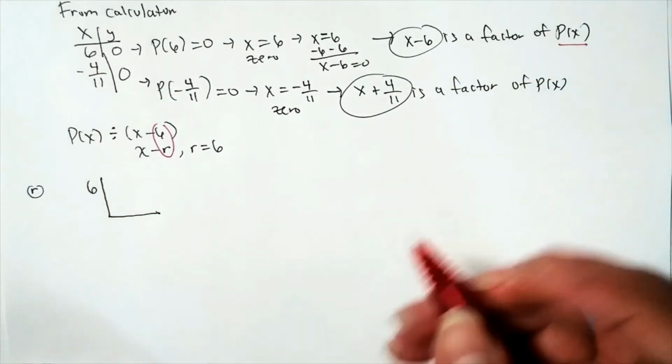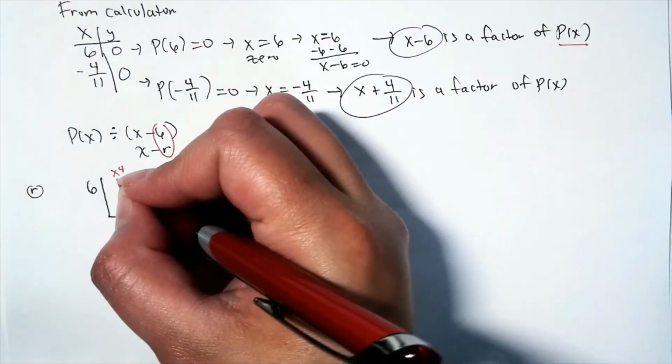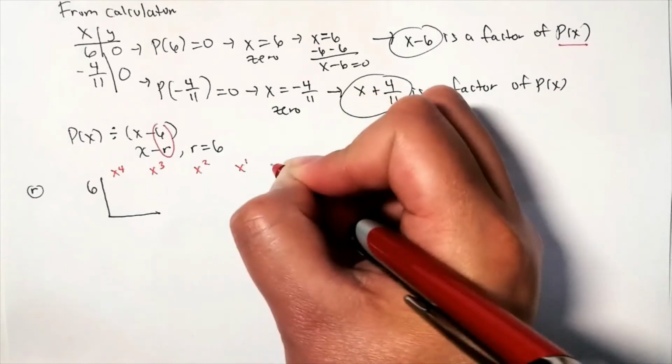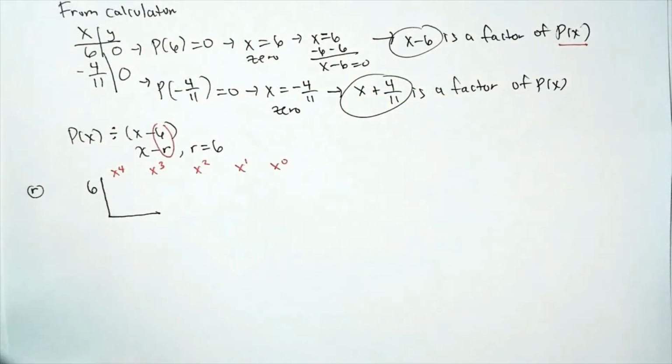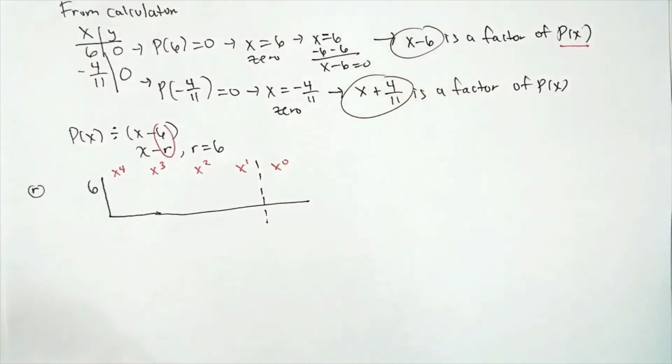We are dividing into a degree 4 polynomial, so we should have a coefficient for x to the 4th, x to the 3rd, x to the 2nd, x to the 1st, constant. Okay, so let me go ahead and separate the quotient from what would be the remainder.